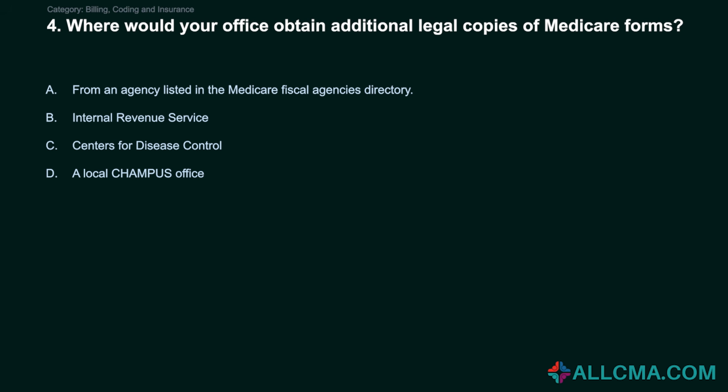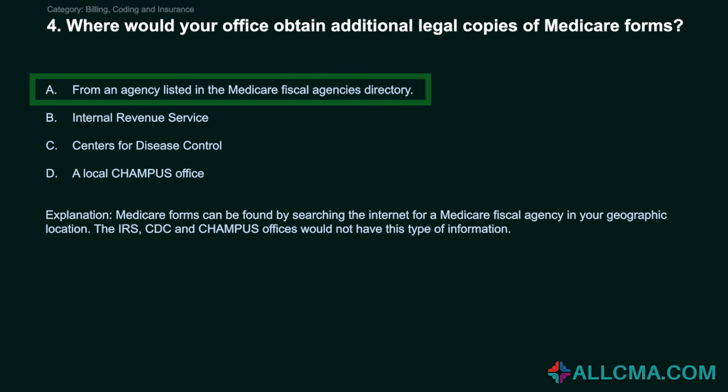4. Where would your office obtain additional legal copies of Medicare forms? A. From an agency listed in the Medicare Fiscal Agencies Directory. B. Internal Revenue Service. C. Centers for Disease Control. D. A local campus office. Correct answer: from an agency listed in the Medicare Fiscal Agencies Directory. Medicare forms can be found by searching the Internet for a Medicare fiscal agency in your geographic location. The IRS, CDC, and campus offices would not have this type of information.